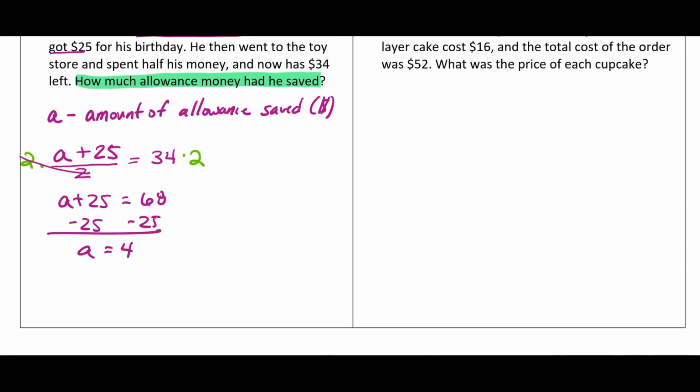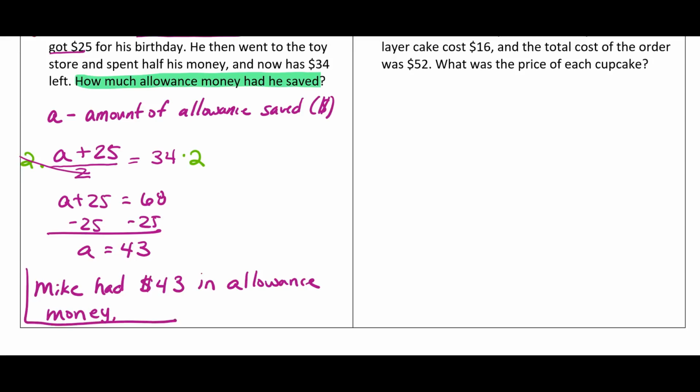So now let's go back and answer the question. How much allowance money had he saved? Well, he had saved $43. So that's what we need to say. Mike had $43 in allowance money, or you could say he had saved $43. However you want to word it, as long as you're answering the question. So Mike had saved $43 in allowance money.